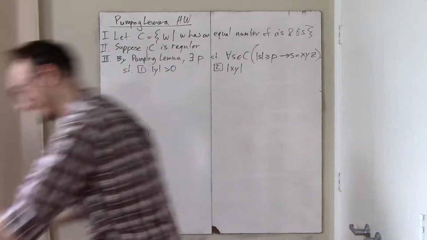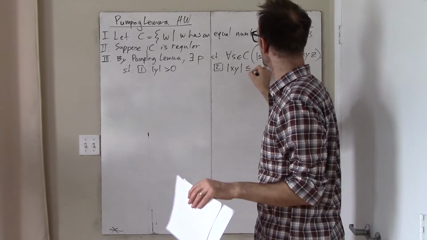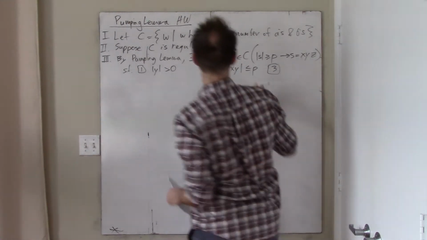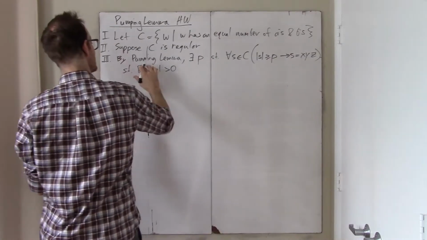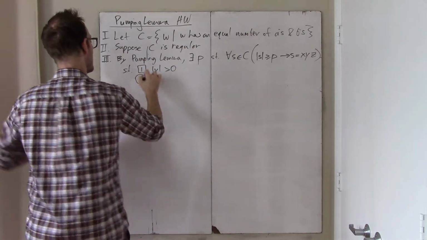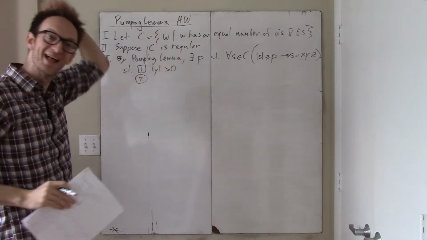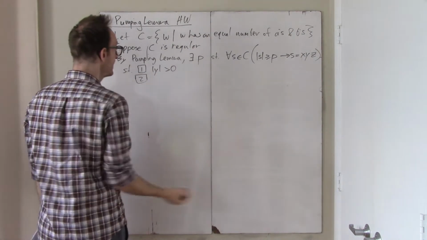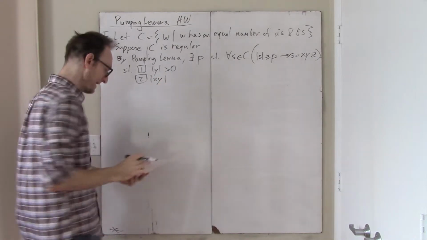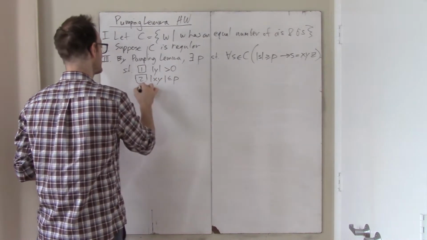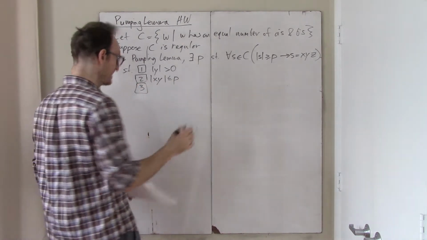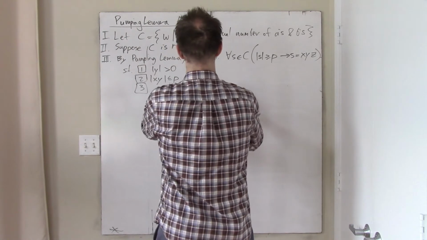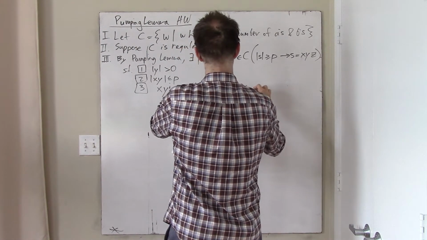The length of the first 2 sections together is less than or equal to p, and also, the important part, such that every string longer than p can be partitioned into these 3 sections, such that the middle section is non-empty, the first 2 sections have length less than or equal to p, and the important part is that x y^i z is in C for all i greater than or equal to 0.